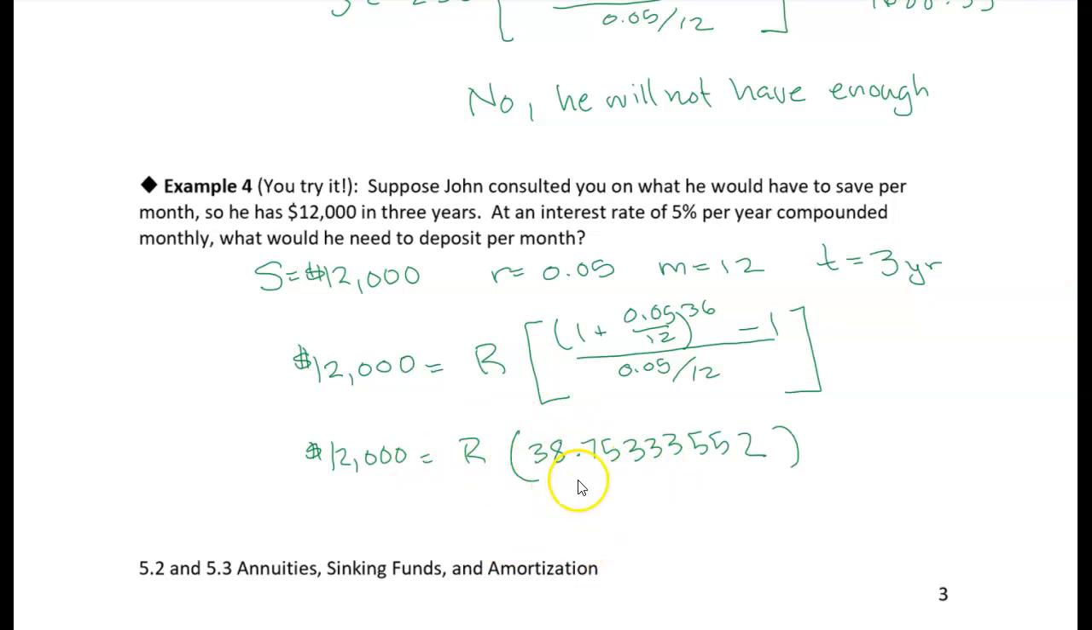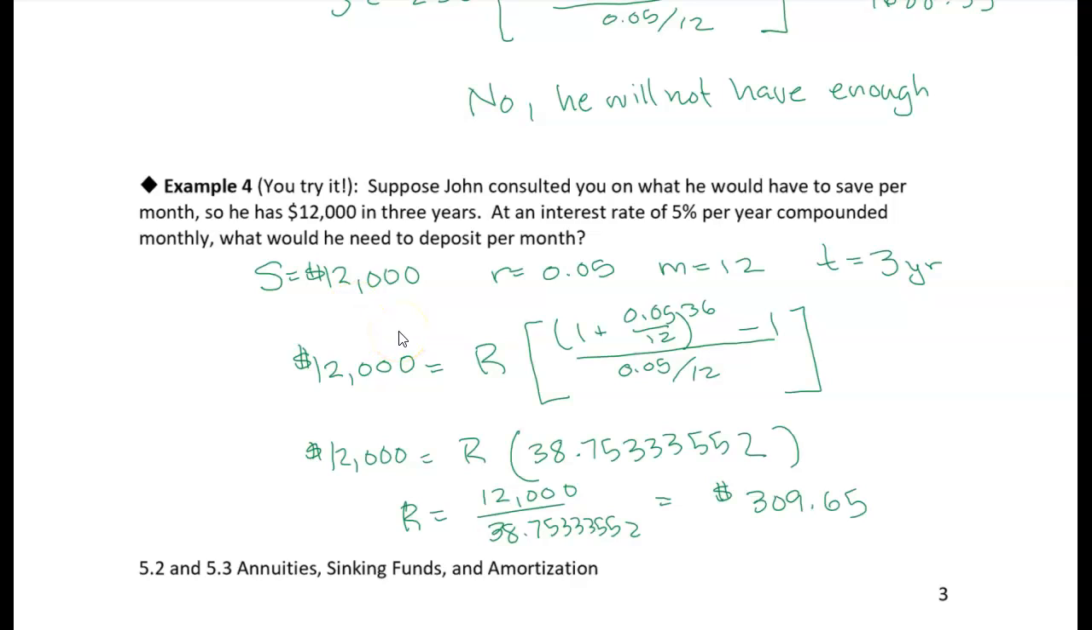All right, so now I want to solve for R. All I really need to do is divide both sides by this 38.75333552, right? If I take this 12,000 and divide it by 38.75333552, what I get is $309.65. Okay, so if John wants his car in 3 years, and he wants to save up the $12,000 over 3 years, he needs to deposit $309.65 every month to achieve this future value of $12,000.